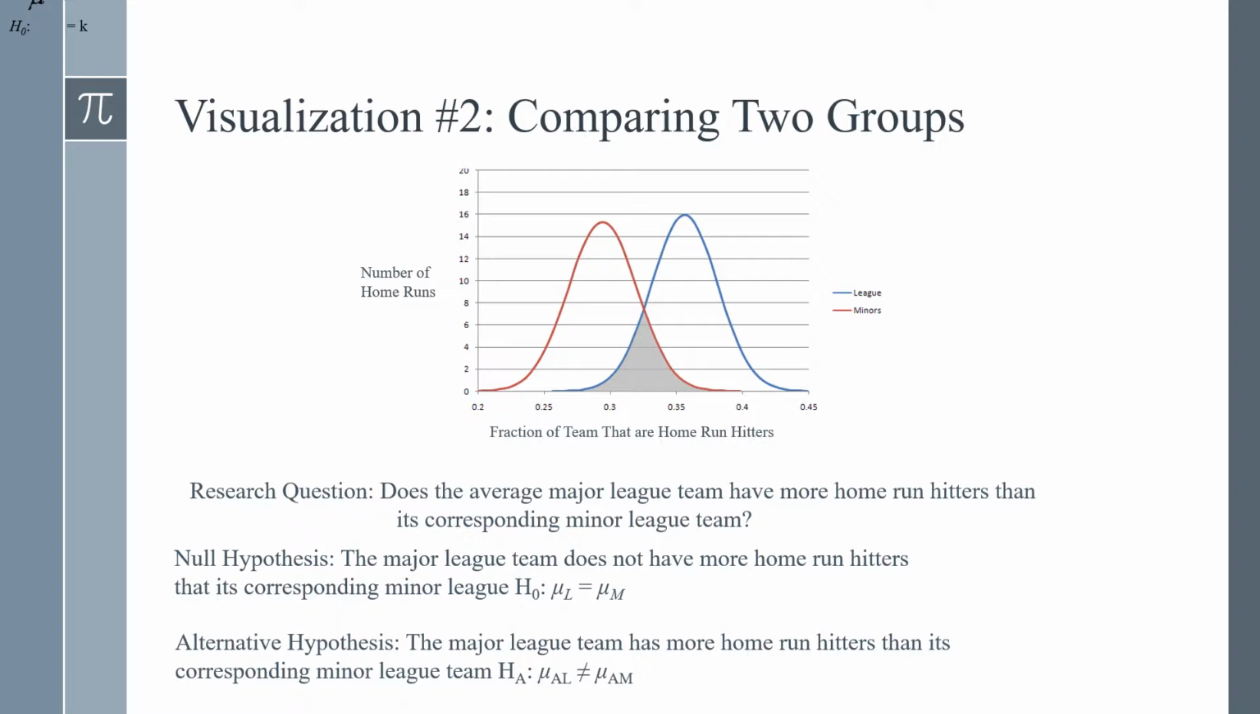So per the bell curves, we can come up with a null hypothesis that states that the major league team does not have more home run hitters than its corresponding minor league, and an alternative hypothesis that states that the major league team has more home run hitters than its corresponding minor league team. Per the bell curve, we can see that the red team has on average 15 home run hitters, and the major league team has 16 home run hitters on average. So we have to reject the null hypothesis and keep the alternative hypothesis.